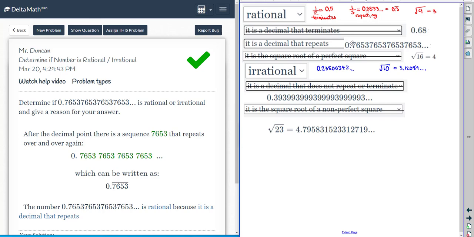Now I do want to let you know you could have done 0.7653 and then you could have written the bar notation over this part and then stopped right there. But whatever. Now you've got an example for a decimal that terminates, 0.68, a decimal that repeats, 7653, square root of a perfect square, which would be the square root of 16. An irrational number is a number that goes on forever and doesn't repeat, or the square root of a non-perfect square. So again, if it's not one of those perfect squares underneath there, it's irrational. And there you have it. Thanks for viewing.